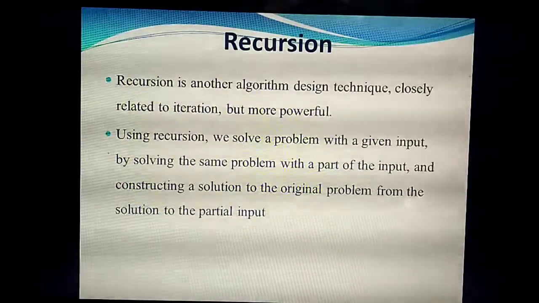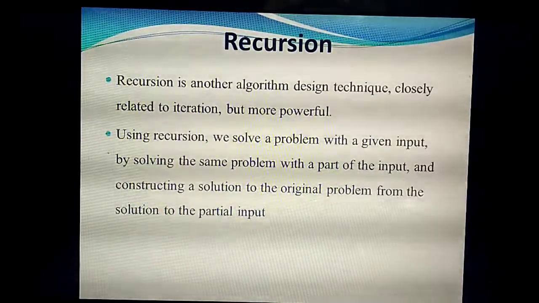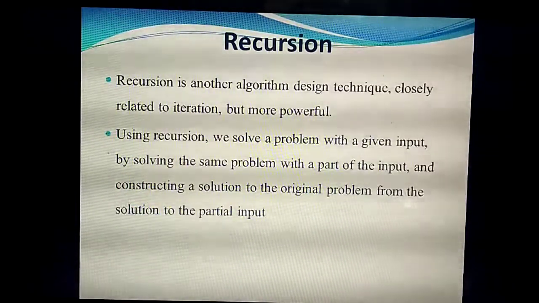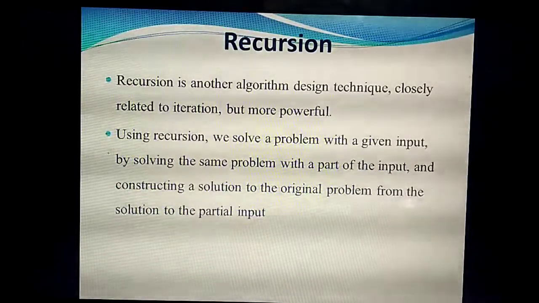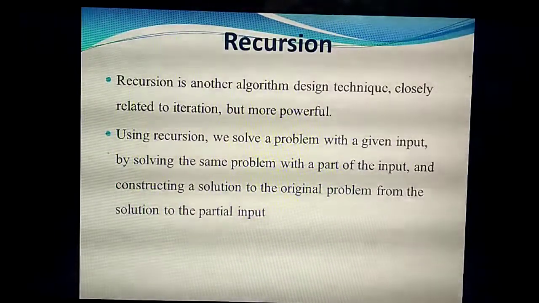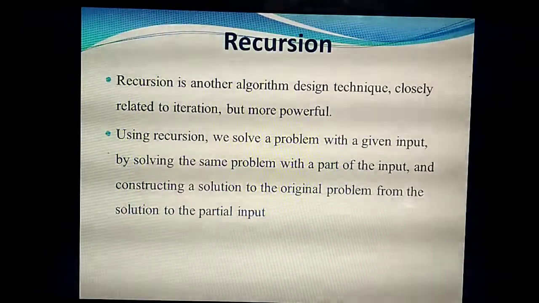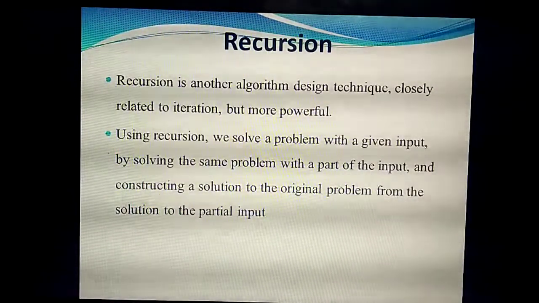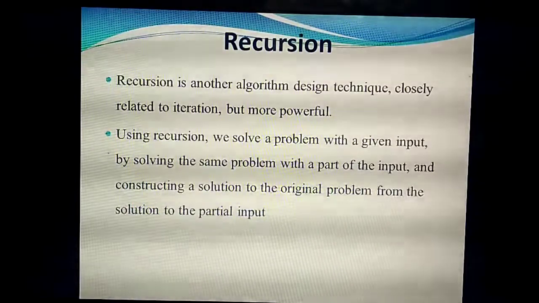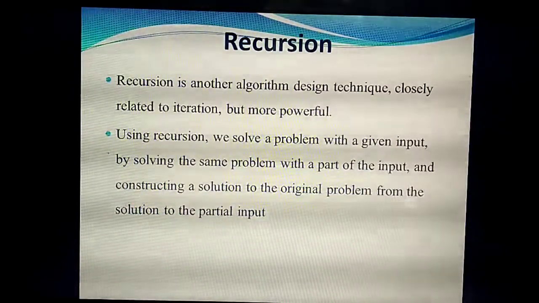Likewise, recursion means for one problem they are giving input, and you take part of the input to solve the problem. But using that part of the input you get the original solution for the problem. By using this partial input, you get the solution to the original problem.